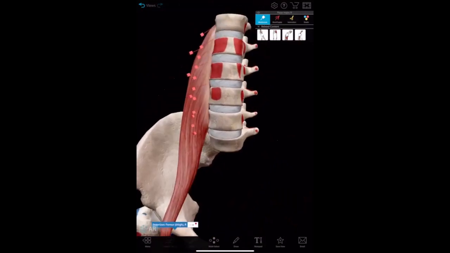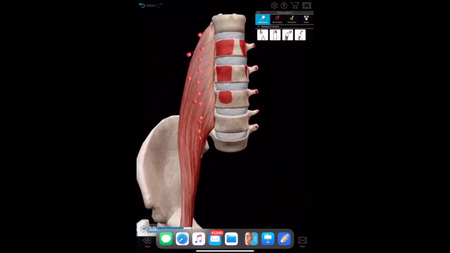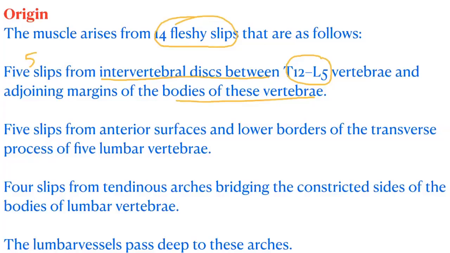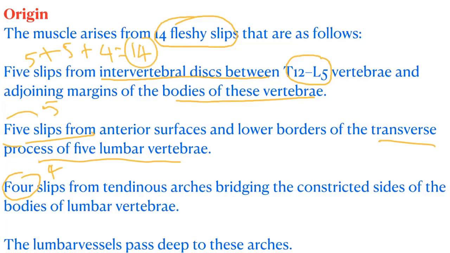Okay, 14 fleshy slips: 5 slips from intervertebral discs of T12 to L5, and 5 slips from the anterior surface and lower borders of the transverse processes of the lumbar vertebrae. We have already seen that. You'll see that again. 4 slips. So this is 5, this is 4. So 5 plus 5 plus 4 is equal to 14. Right, from the tendinous arches bridging the constricted sides of the bodies of the lumbar vertebrae. The lumbar vessels pass deep to these arches.